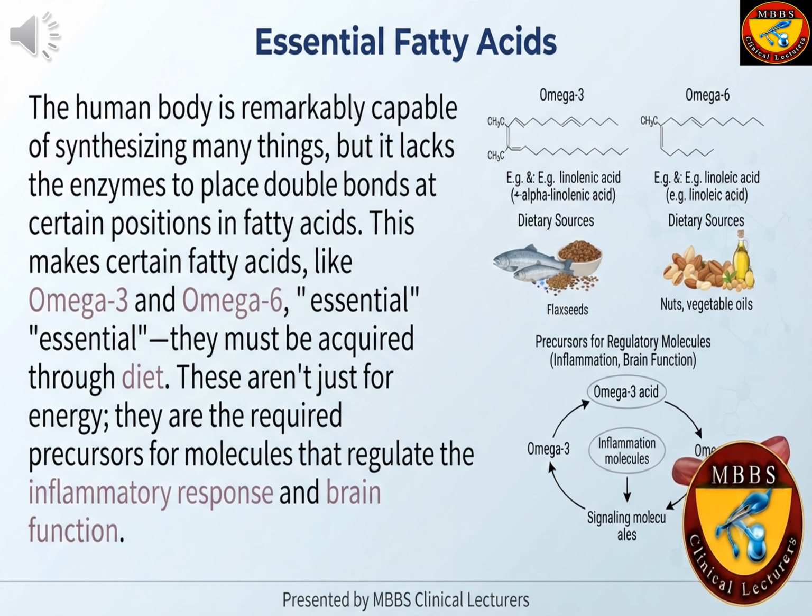Essential fatty acids. The human body is remarkably capable of synthesizing many things, but it lacks the enzymes to place double bonds at certain positions in fatty acids. This makes certain fatty acids, like omega-3 and omega-6, essential. They must be acquired through diet. These aren't just for energy; they are the required precursors for molecules that regulate the inflammatory response and brain function.